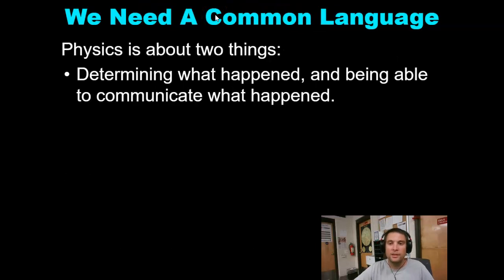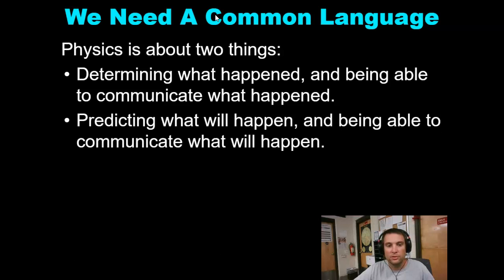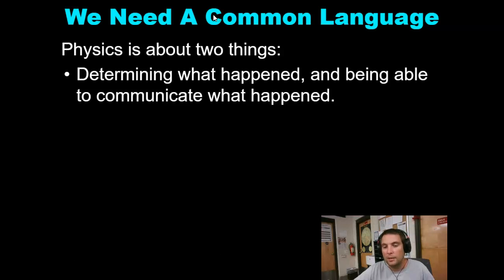So we need a common language to discuss things, and physics is about 2 things: determining what happened and being able to communicate what happened. That last little part, being able to communicate, is the biggest struggle I see with students. So remember, as you go through this course, you really need to think about what's happening or what happened, and then use your words to explain your thought process, how you came to that conclusion.